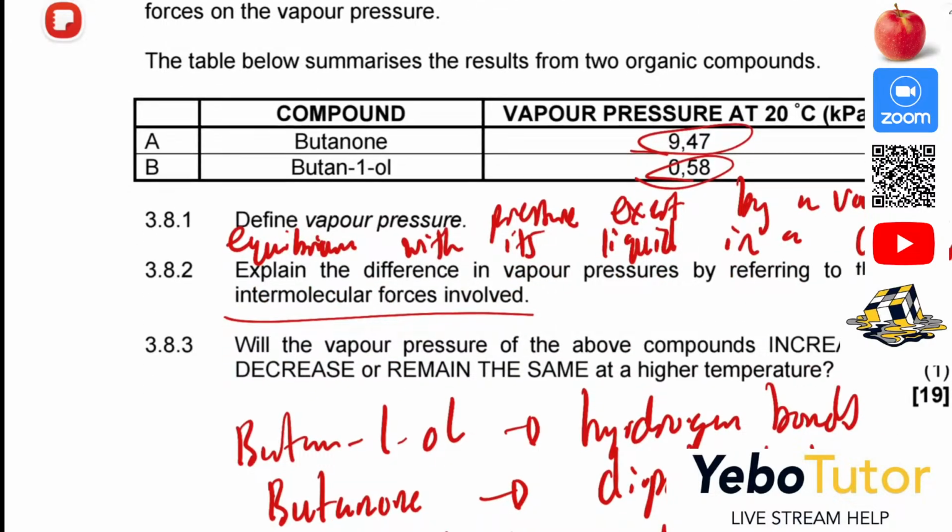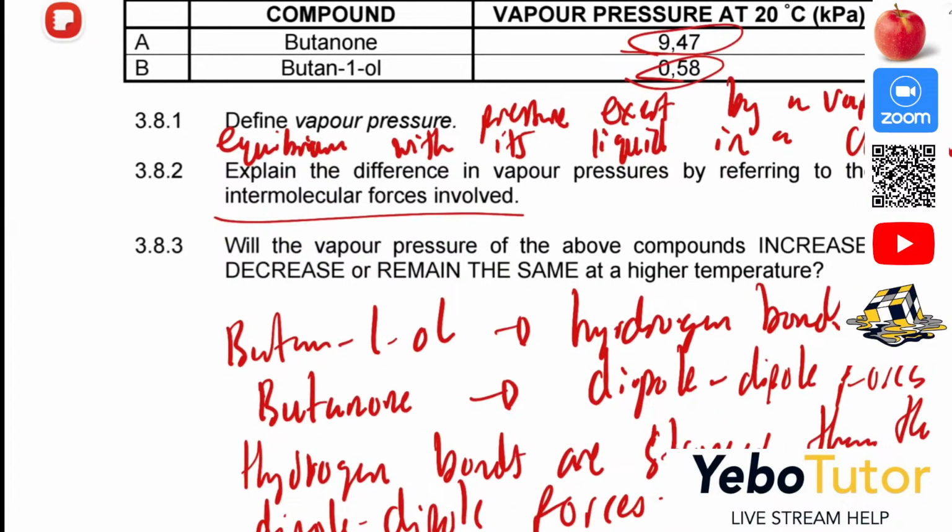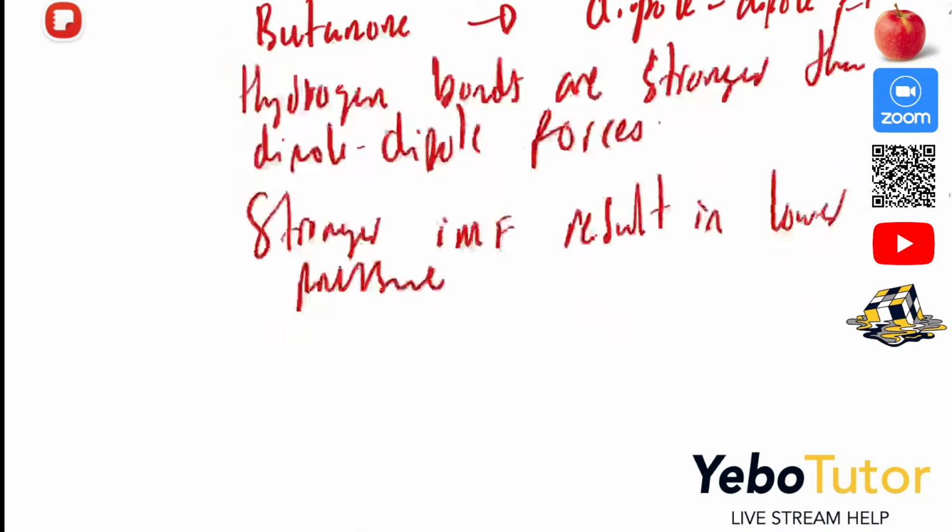Now, will the vapor pressure of the above compounds increase, decrease, or remain the same at a higher temperature? Definitely, guys, it will increase. This is just straightforward. It will definitely have to increase.